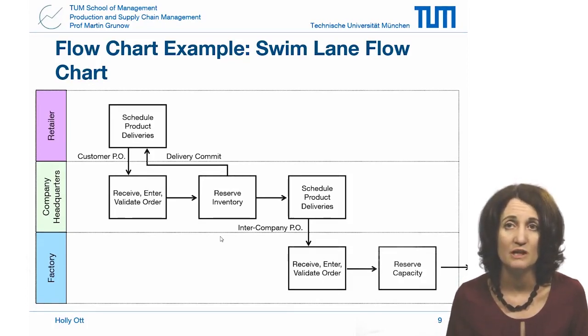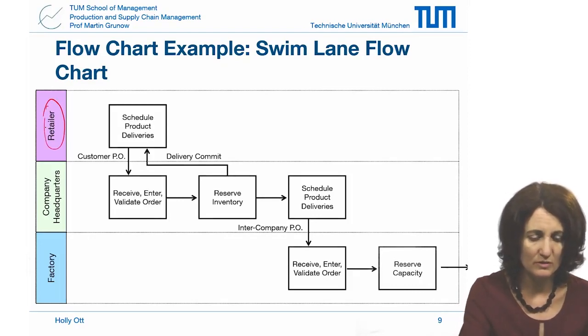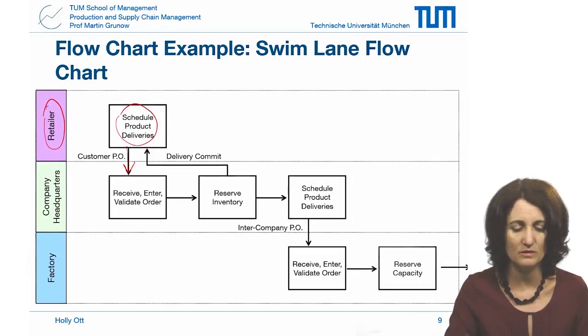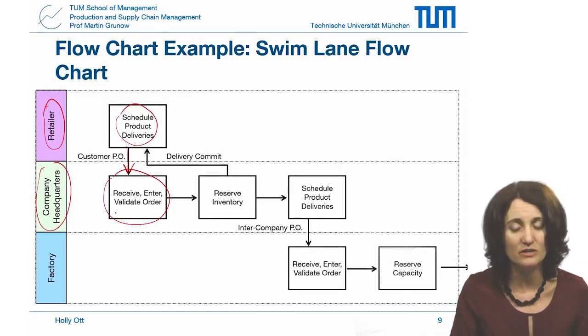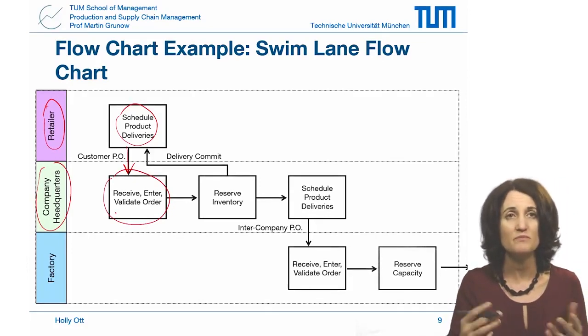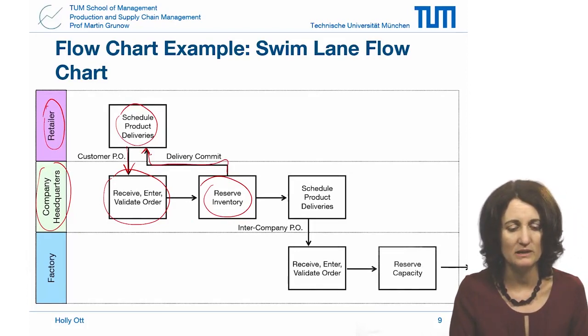So here we have a simple one about how the retailer orders are received at the company headquarters, and the information is then transferred to the factories for capacity reservation. So at the retailer, on the top swim lane, you send the customer PO, the purchase order, over to the company headquarters. The company headquarters then is responsible for receiving that order. They have to enter it into their systems. Maybe somebody will type it in. Maybe it comes electronically. They then reserve inventory and commit the delivery back to the retailer.